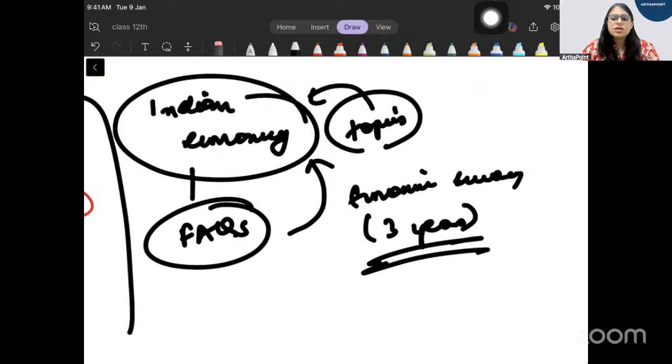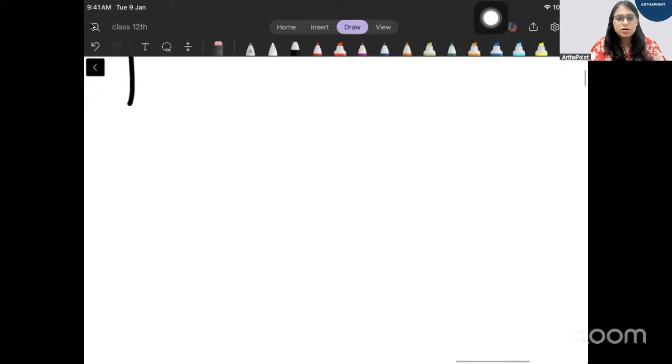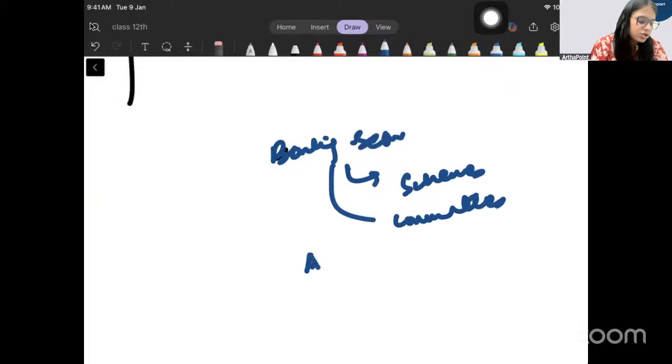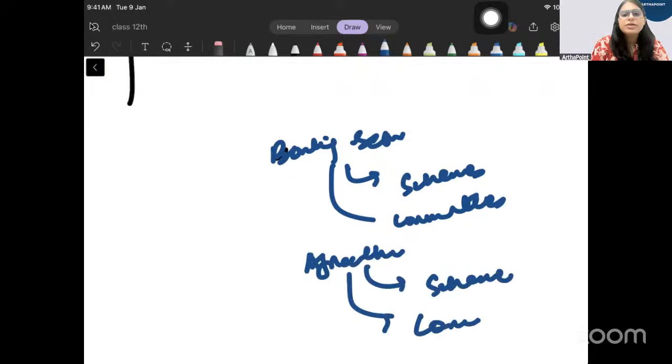Different schemes introduced by government. So you always divide the different schemes into different parts. Like for example, which schemes go in the banking sector? You read the major schemes, committees, then you go to the agricultural sector. Schemes, which committees, like that.